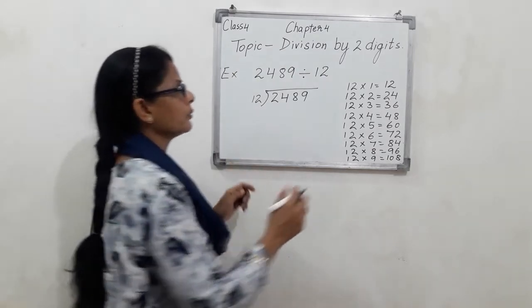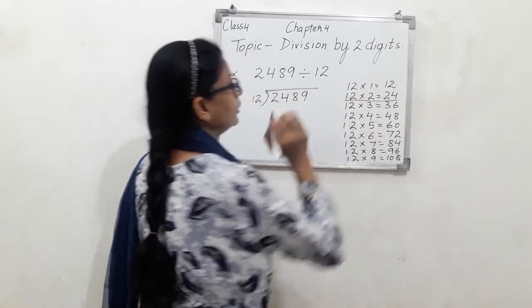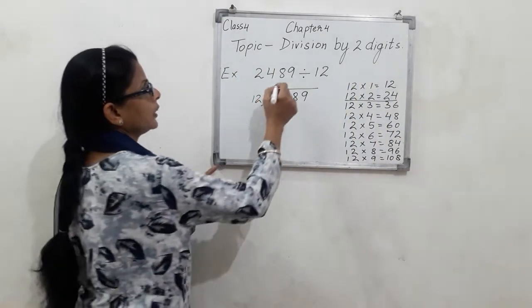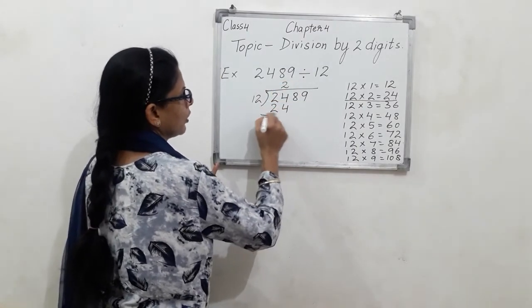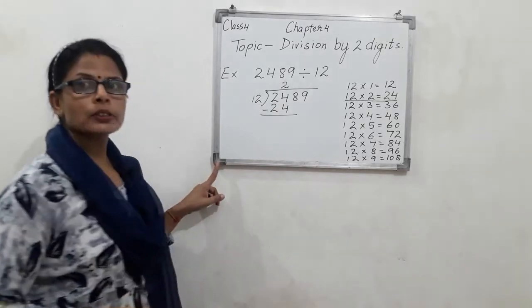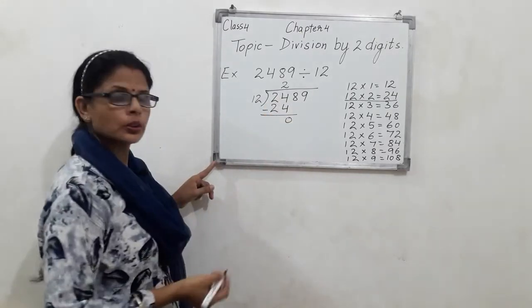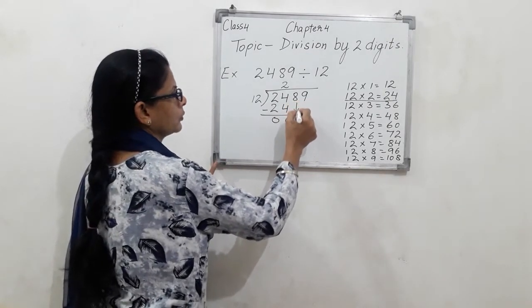Right? Now in the 12 table, does 24 come? Yes. How many times? It comes 2 times. You can see here in the 12 table 24 comes 2 times. So we'll write 2 on top and 24 below. Now we'll subtract it. 4 minus 4, 0. 2 minus 2, 0. Copy down 8.